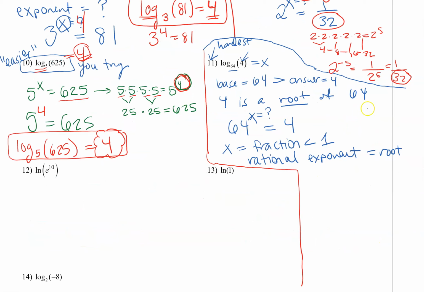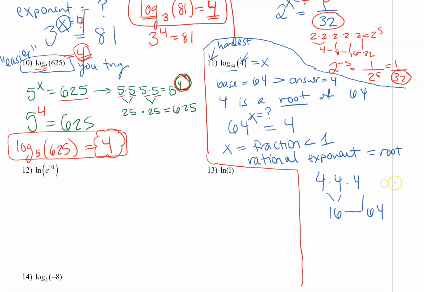Okay, so what I want you to think about is how many times would I have to multiply 4 to itself to equal 64? Let's just start there. 4 to what power equals 64? In fact, I think it's only 3 because 4 times 4 would be 16, and then if you multiply 16 times 4, you get 64.